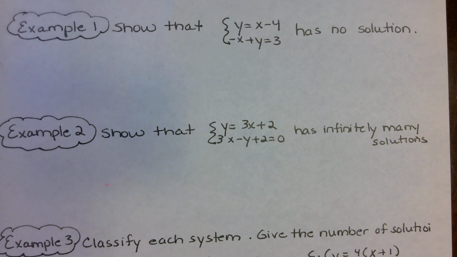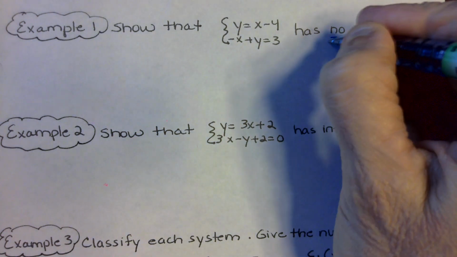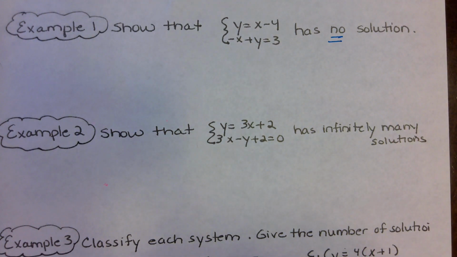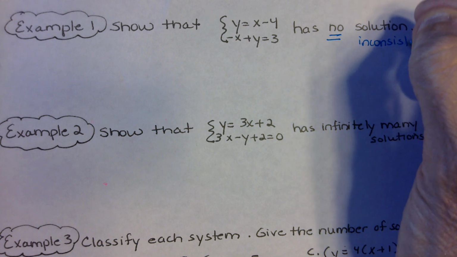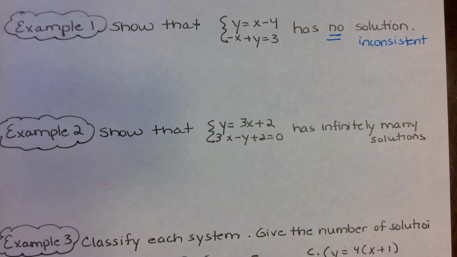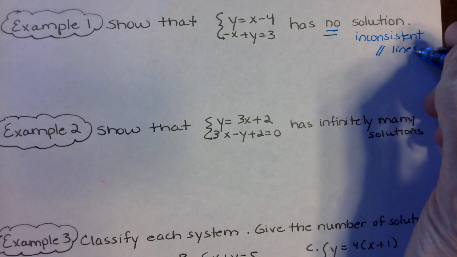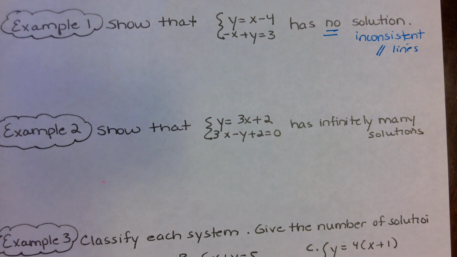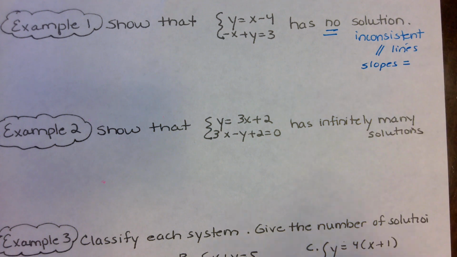Example 1, show that the system, again, system means more than one, system of equations has no solution. What was the name for that? Inconsistent, good. And what kind of lines were inconsistent lines? Use your sheet if you need to. Parallel lines, good. Now what do we know about parallel lines? Let's keep going with this. The slopes are equal.